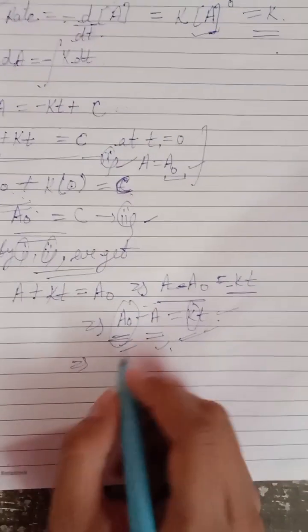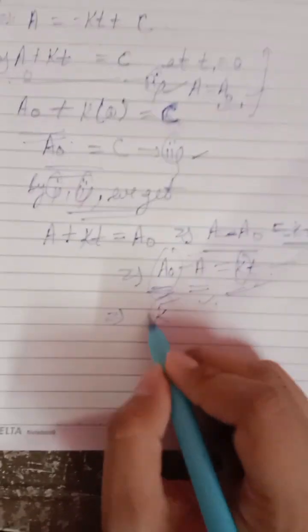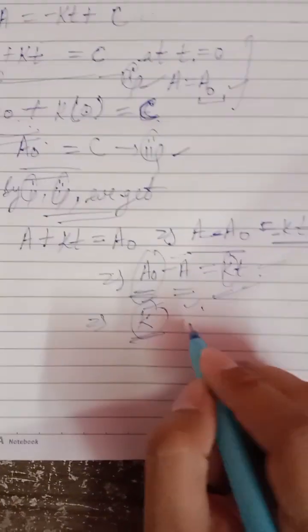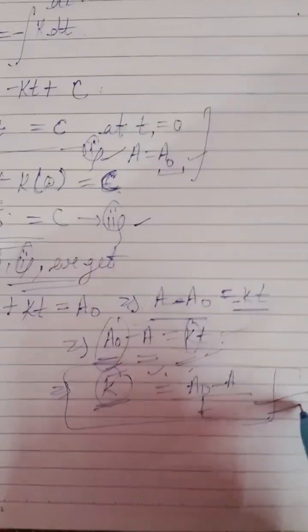Now by doing further changes, we can get the reaction's rate constant to be A naught minus A divided by t. This is the expression for the rate constant for a reaction of zero order.